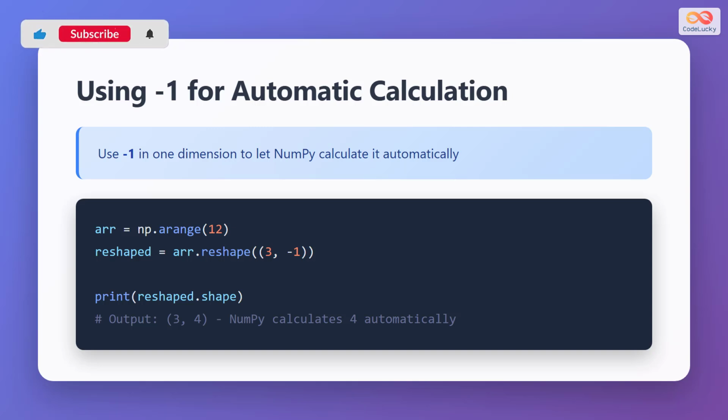NumPy offers a convenient shortcut when reshaping. You can use -1 in one dimension, and NumPy will automatically calculate that dimension for you. In this example, we have an array with 12 elements and reshape it to 3 rows with -1 for the columns. NumPy automatically calculates that we need 4 columns to accommodate all 12 elements. This is helpful when you know one dimension but want NumPy to figure out the other.